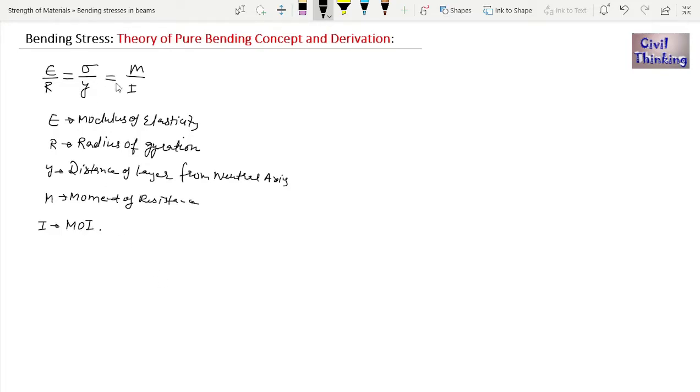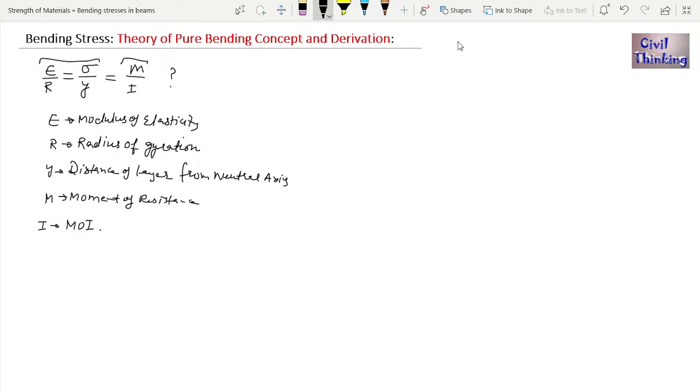Now you will understand everything. Now we are going to see where this equation comes from. In today's lecture we will only see this part, and then this is equal to M divided by I. We will see that in another class. Now first we will see this.